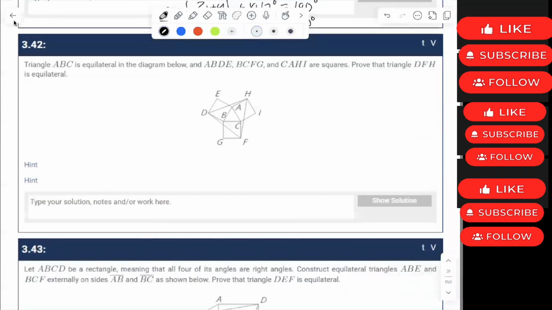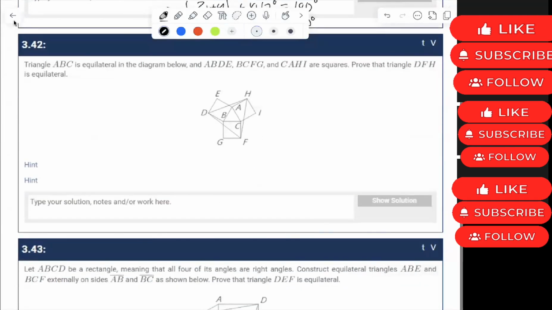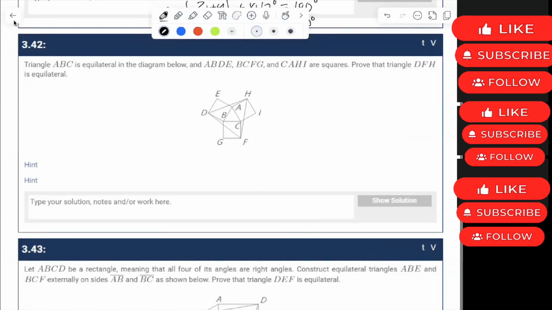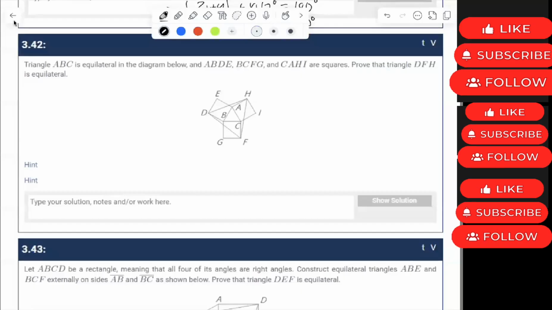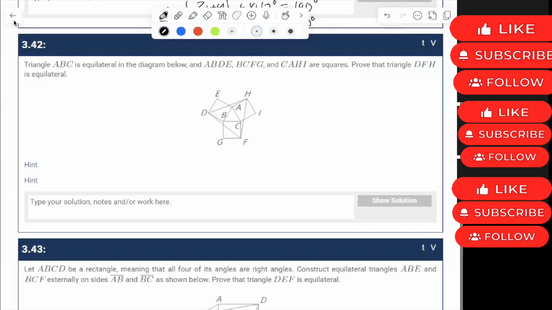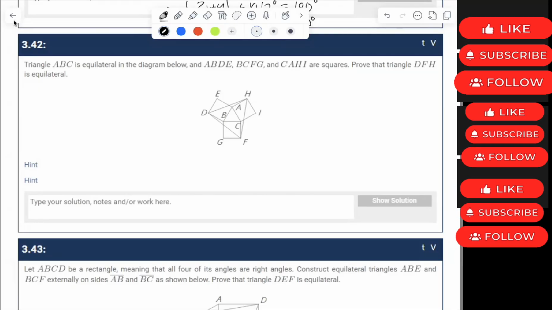Alright? Now let's move on to 3.42. Triangle ABC is equilateral in the diagram below, and ABD, BCFG, and CHI are squares. Prove that triangle DFH is equilateral. Now, how do we go about solving this question?